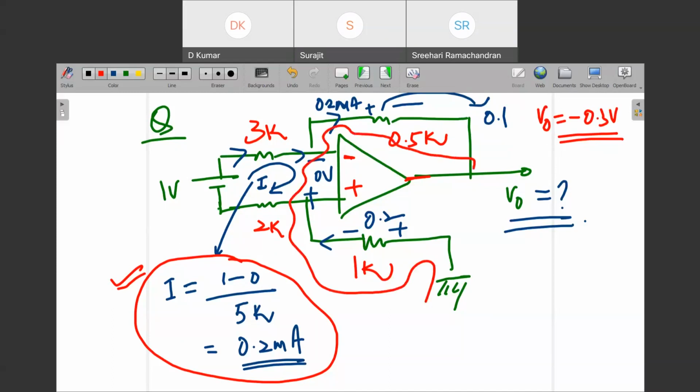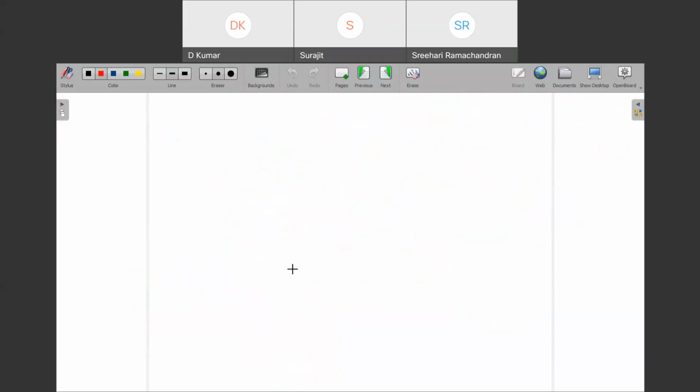Because you will go like this and you will get the answer. Yes, Srihari, go ahead. Sir, I think I got the same answer right now by using this way also. Minus 0.3? Then that is okay. See, if you are getting the answer correctly, actually in the positive input by using the voltage divider we'll be getting minus 1 by 2, that means minus 0.5.